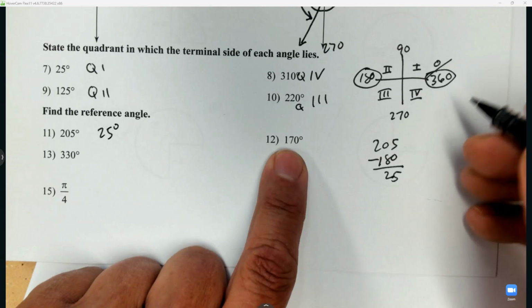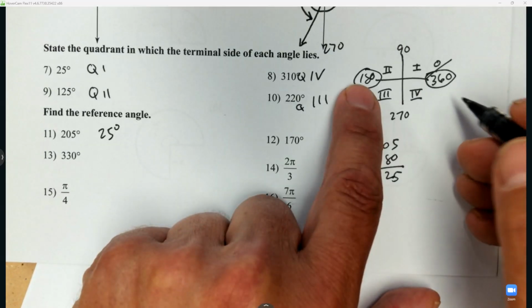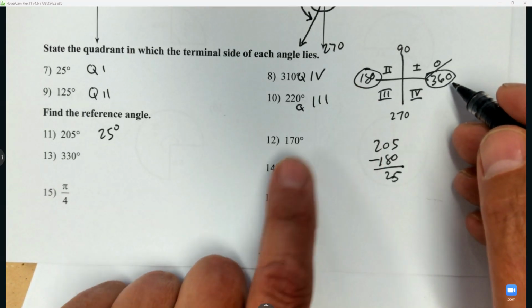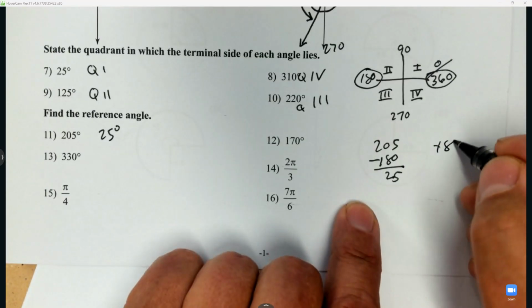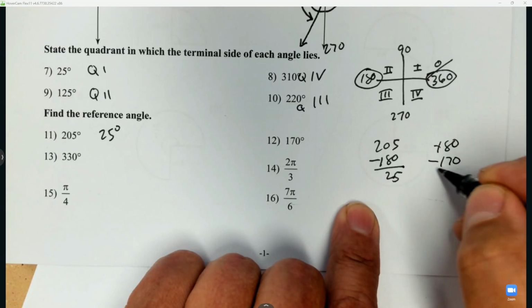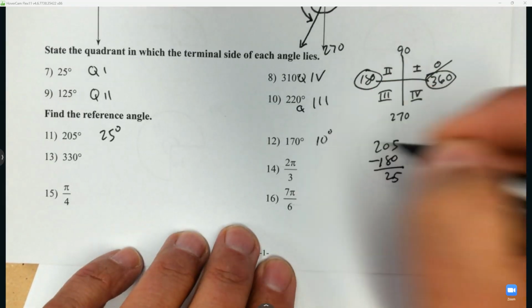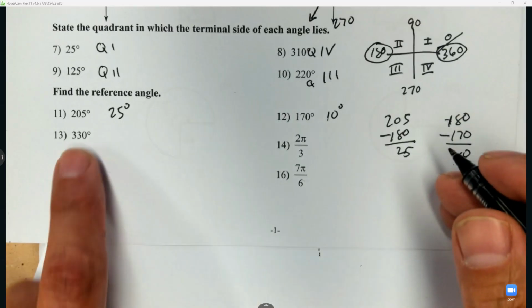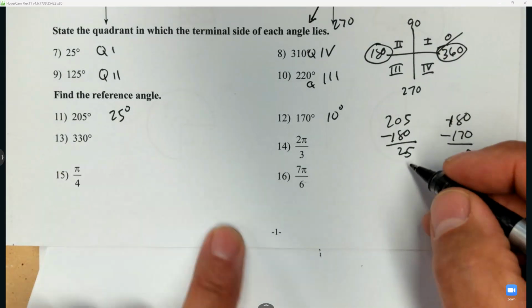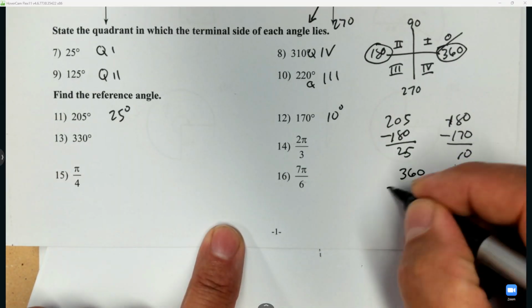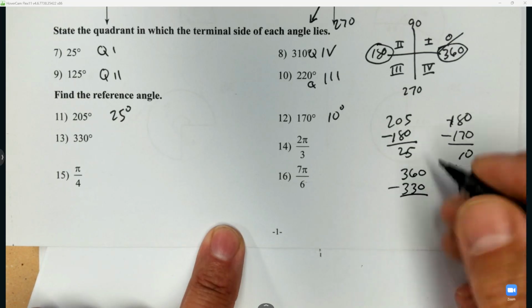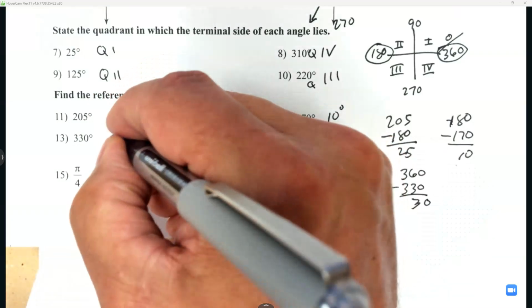For 170, again, is 170 closer to 180 or closer to 360? Because it's closer to 180, I subtract from 180, always the larger number on top, and get our answer. That angle's 10 degrees. 330 is closer to 360. So I'm going to take 360 and subtract and get 30 degrees.